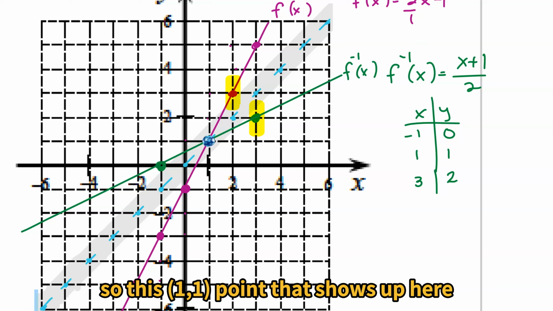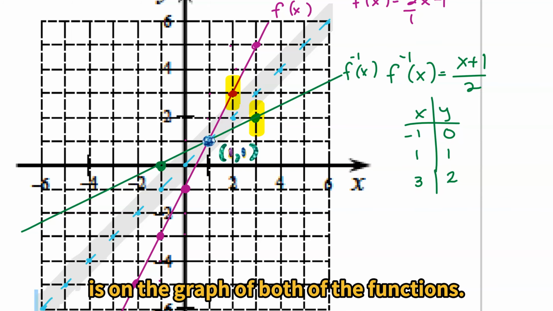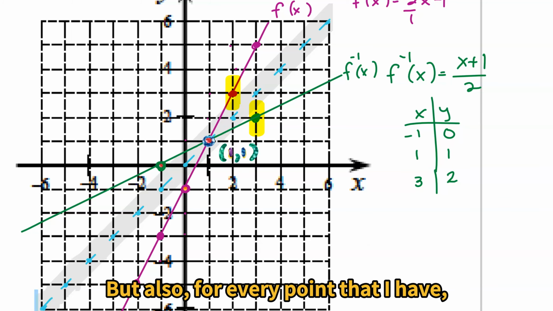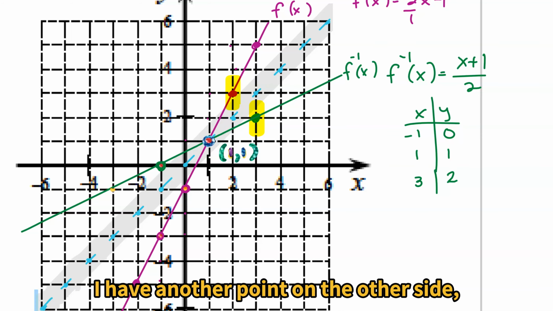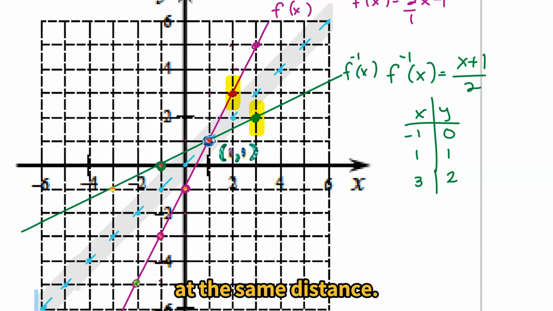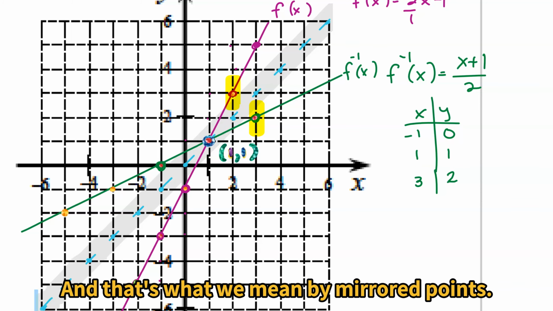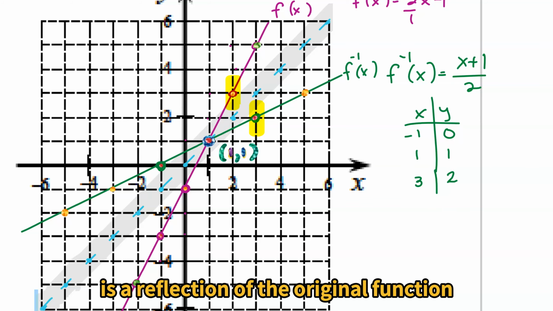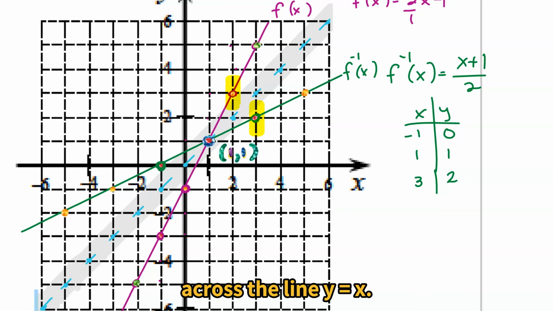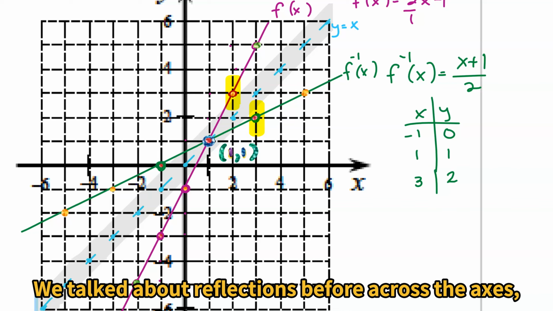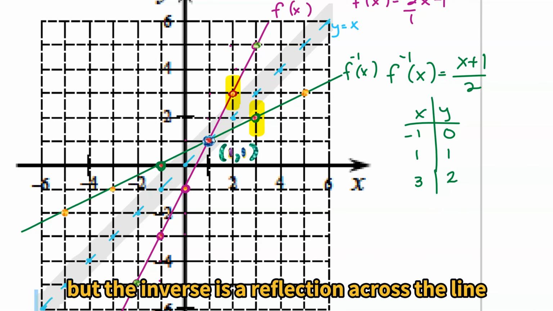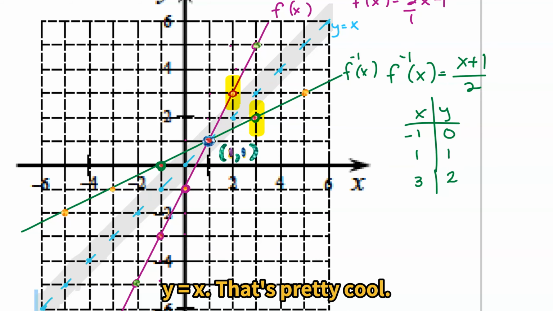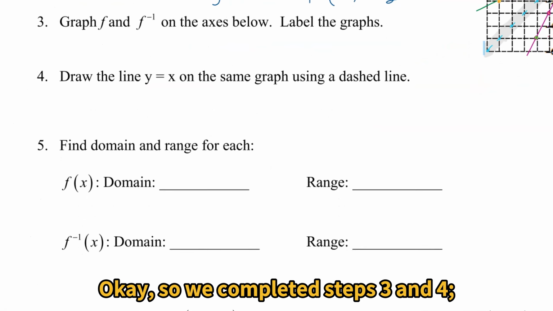So this point (1, 1) shows up here on the graph of both of the functions, but also for every point that I have, there is another point on the other side at the same distance. And that's what we mean by mirrored points. The inverse function is a reflection of the original function across the line y equals x. We talked about reflections before across the axes, but the inverse is a reflection across the line y equals x. That's pretty cool. Okay, so we completed steps 3 and 4.